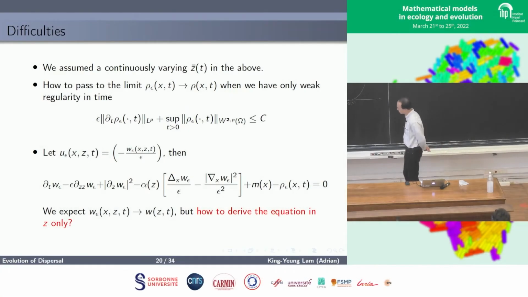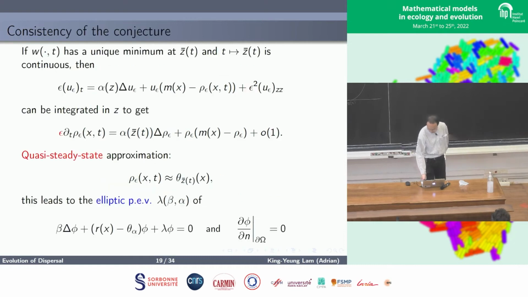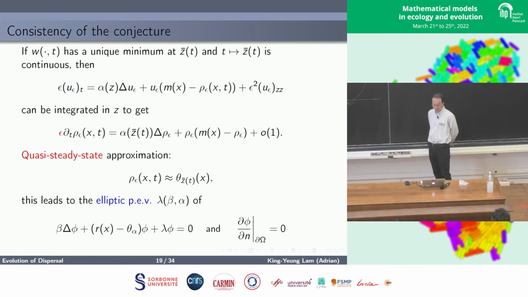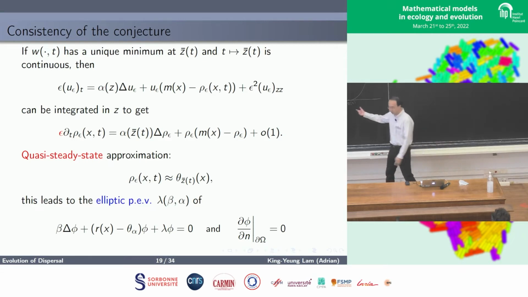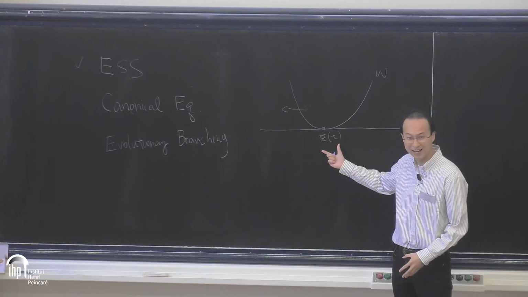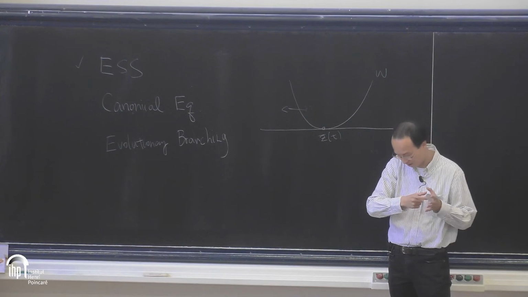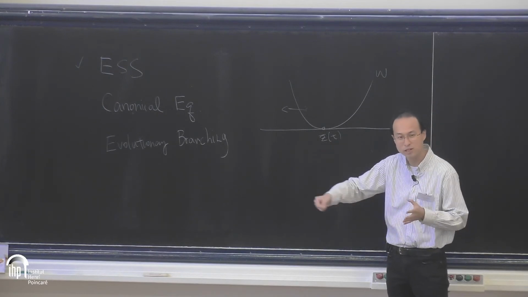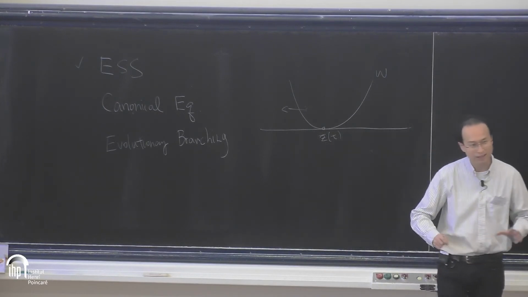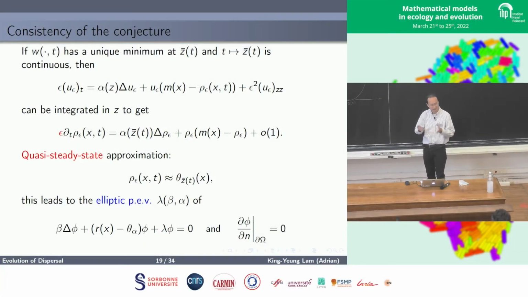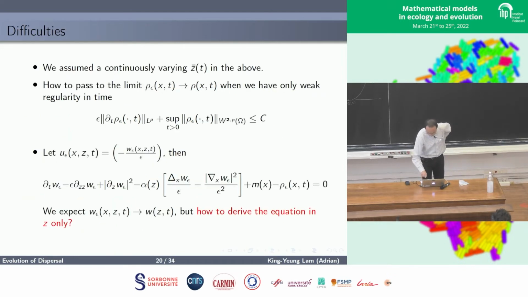First, the remark is that the conjecture is consistent. For instance, if you assume there is always a dominant trait and that it moves, it does not jump, assume this dominant trait moves continuously in time, then indeed the conjecture is consistent.